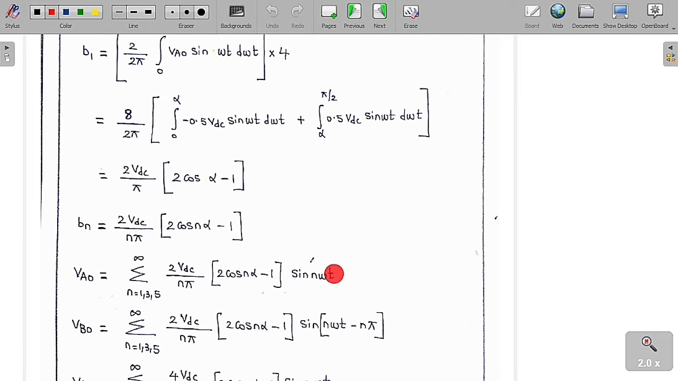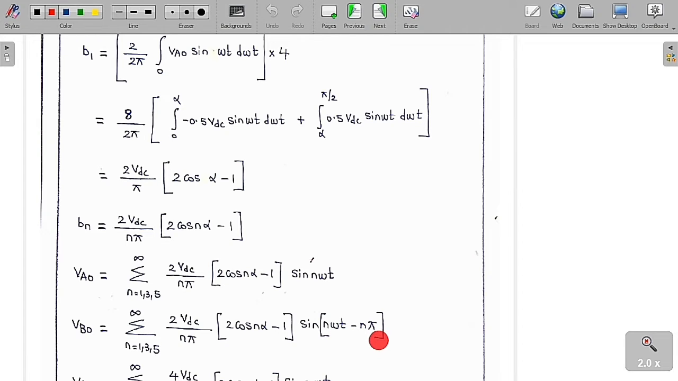So this is the general expression of V0. Similarly I want the value of VB0 expression. It is just a phase shift of pi. So therefore VB0 = sigma n = 1, 3, 5 up to infinity of 2 VDC by n pi into (2 cos n alpha minus 1) into sin of (n omega t minus n pi).